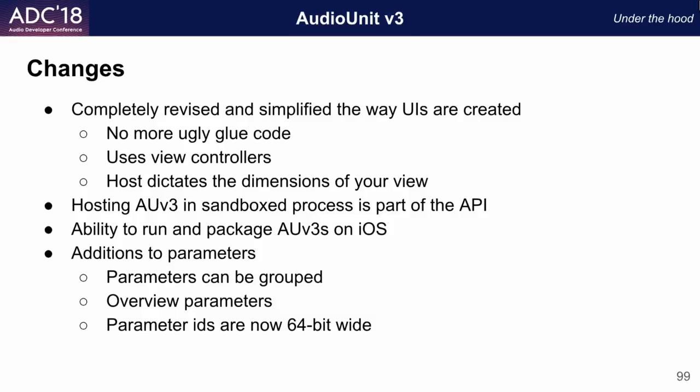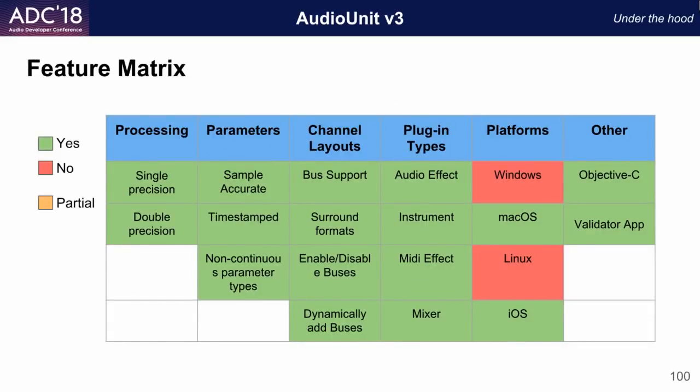They've also completely revised the way you do UI, and that's really good, because UI code is really ugly in AUv2. They have sandboxing of AUv3s as part of the API. I mean, you can sandbox VST2s and VST3s, but that's not part of the spec. Here, sandboxing AUv3s is actually baked into the API, so that's really nice. And they have some nice additions to parameters as well. So this is the feature matrix. Same as AUv2, really, except here we have Objective-C now, no more opcodes, and iOS is green now, because AUv3s are supported on iOS.